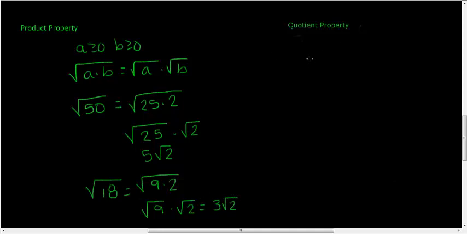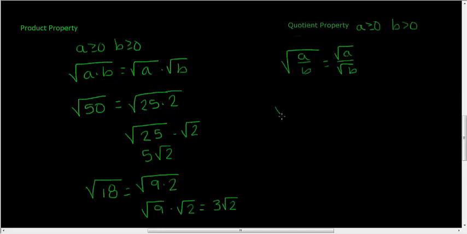Now we're going to go over another property that is called the quotient property. That one also has a restriction, actually two restrictions. A has to be greater than or equal to 0, and B has to be greater than 0, meaning B cannot be 0. And it is the square root of A over B is the same thing as having the square root of A over the square root of B. Now B cannot be 0 because we cannot divide by 0. That is the reason that we have that restriction. And of course the numbers have to be positive because you cannot square root a negative number.